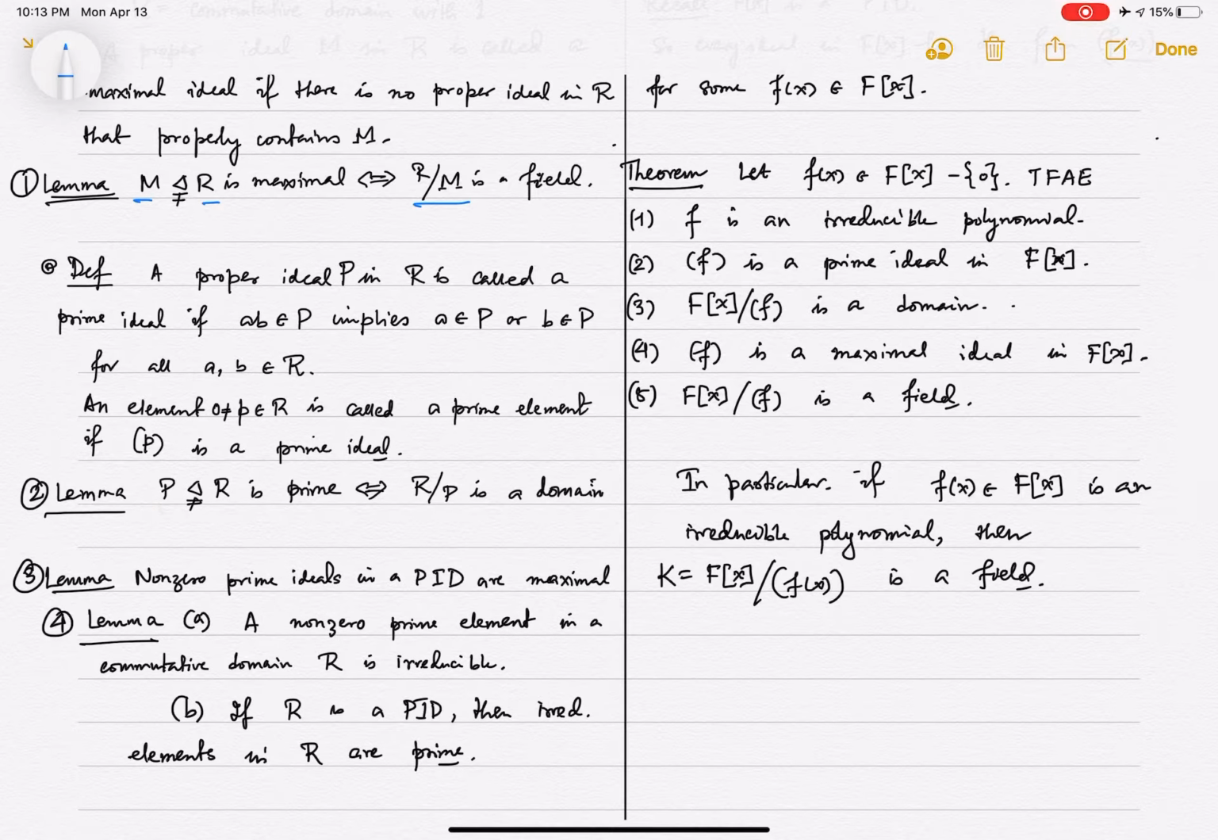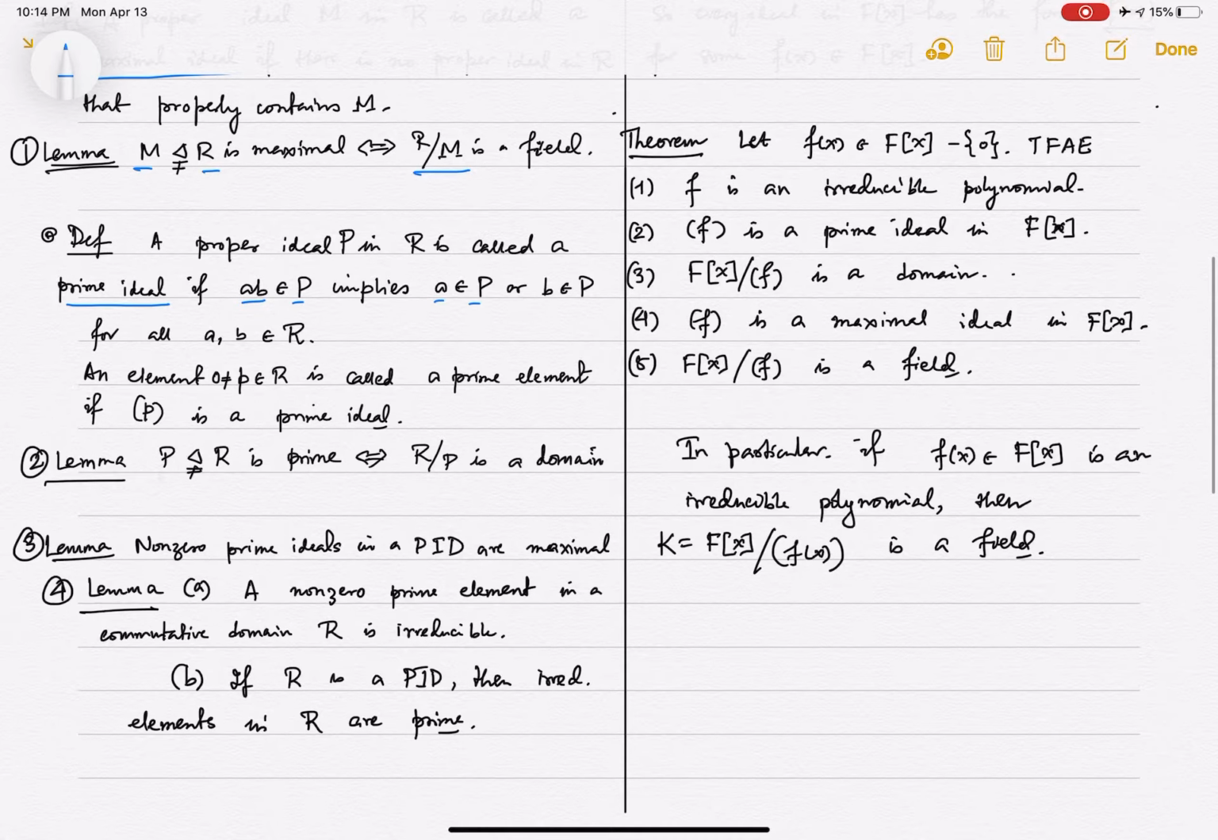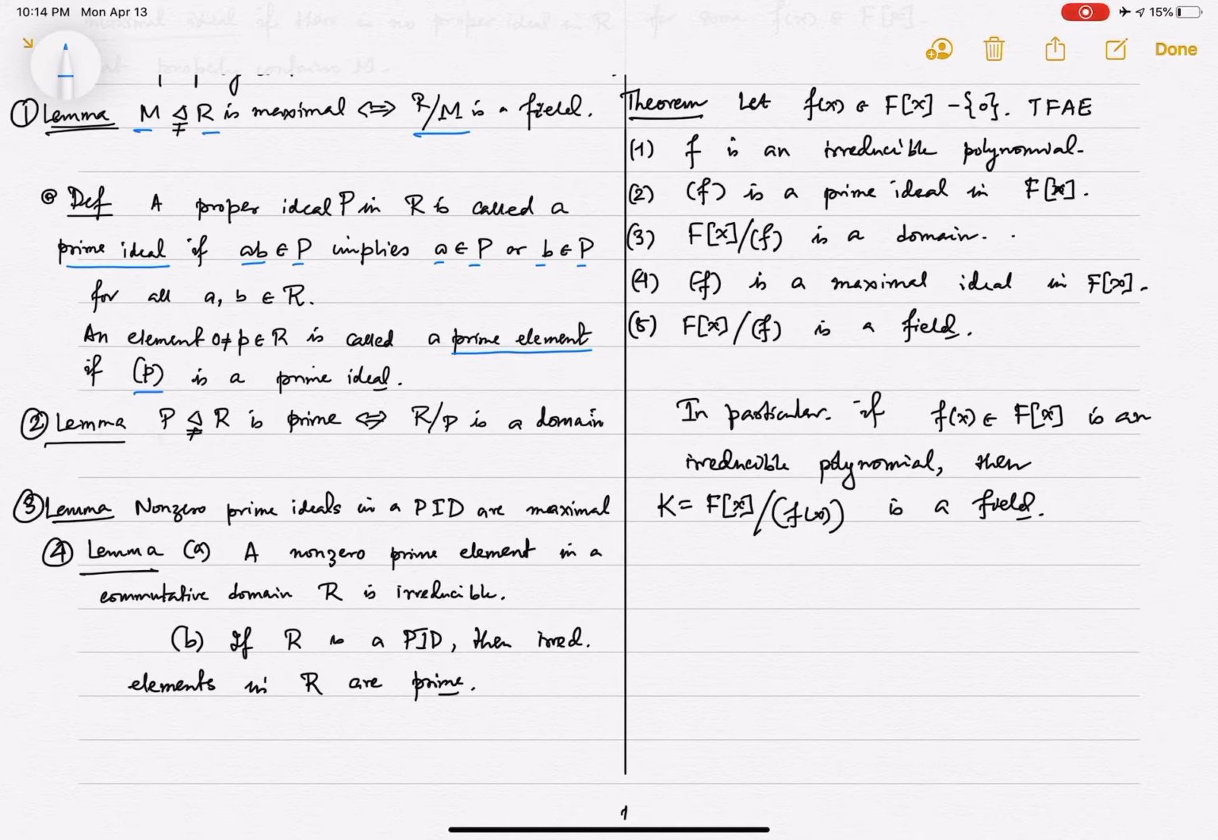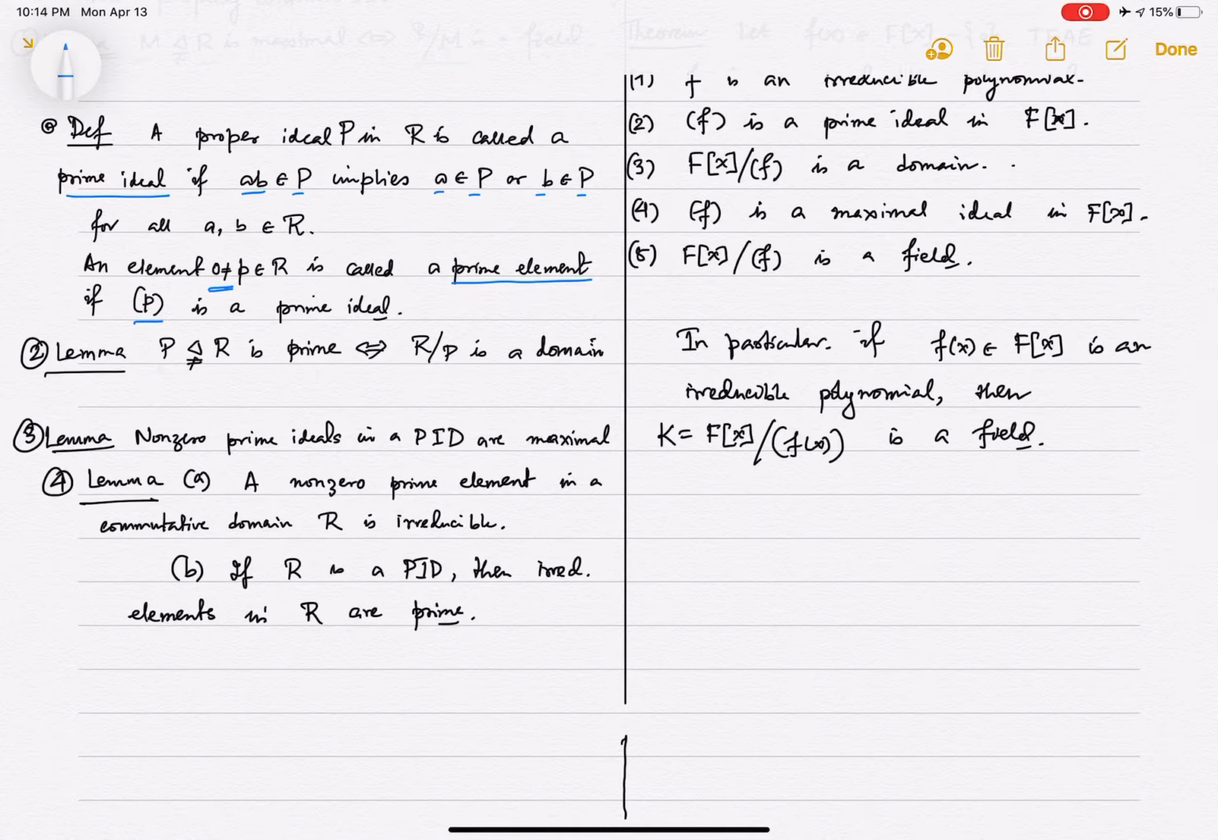Then we have an equally important notion of a prime ideal. An ideal P is called prime if whenever ab is in P, either a is in P or b is in P, for all a, b in R. These are generalizations of prime numbers. A non-zero element is called a prime element if the principal ideal that it generates is a prime ideal. I think earlier when I talked about it, I might have missed this non-zero part. Let's assume that. That would make things cleaner.